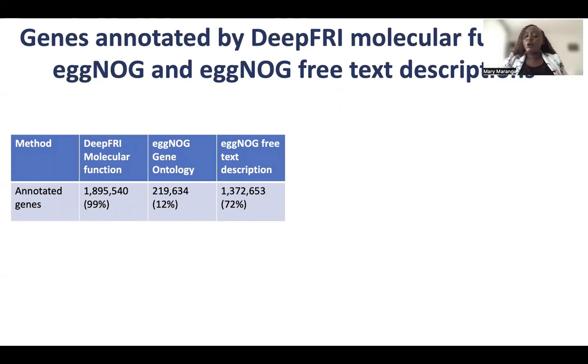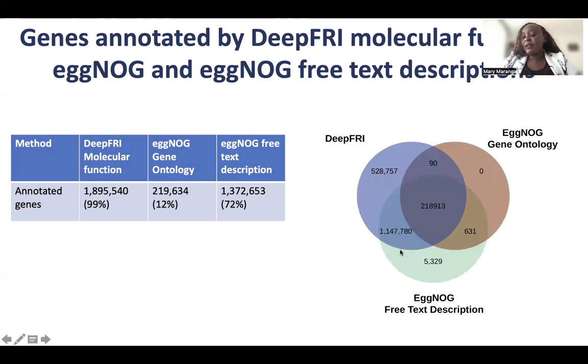Further, we wanted to complement these functional annotations by considering other functional information coming from the EGGNOG free text. EGGNOG gives other function categories other than gene ontology. So it provides methodologies as well as EGGNOG free text. This is the functional information consolidated from PFAM and SMART databases. And with EGGNOG free text description, we see an increase in annotation coverage by 72%.